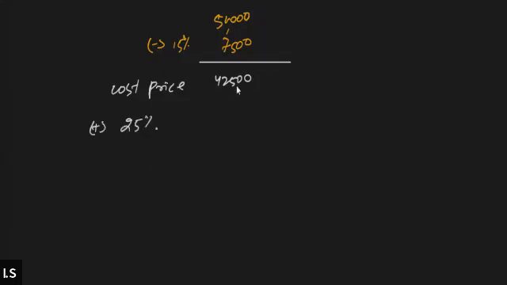So 25% of 42,500 is how much? 42,500 into 25% will be 10625. This is 10625. We will add this value to it, and after adding it, we will get 42,500 plus 10625. This is the listed price, 53125.